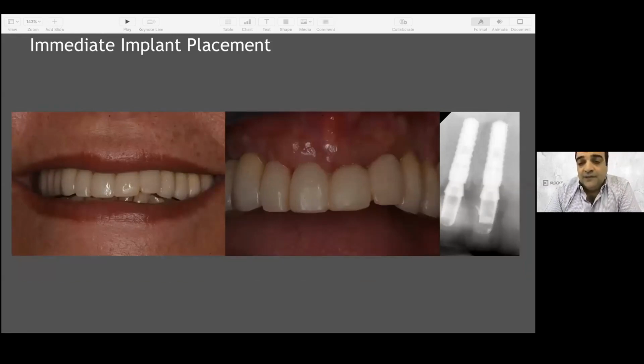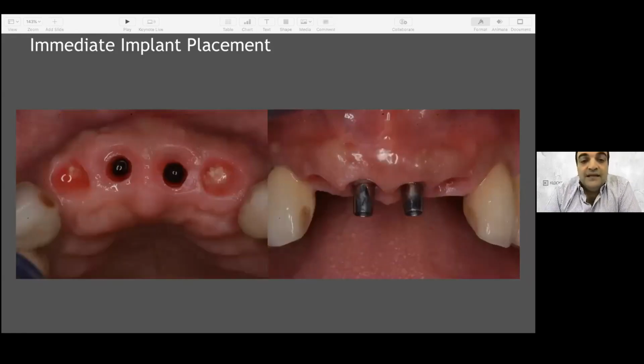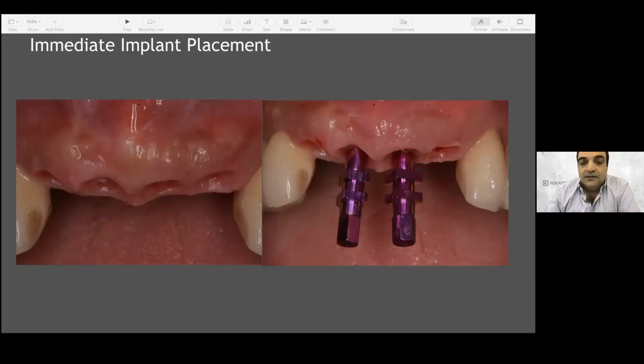After placing our implant, we are going to do our temporary bridge, and this is the healing after 3 weeks. And this is the healing after 3 months. Look at the architecture of our healed gingiva. The soft tissue is stable.